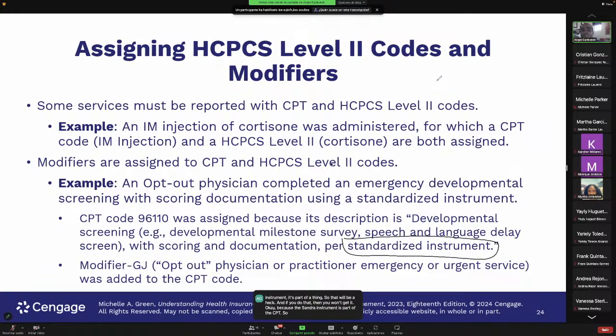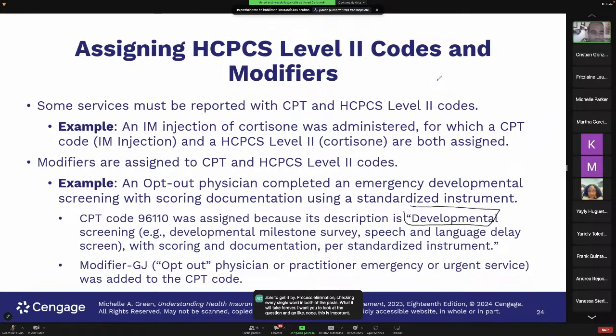So if I give you a lot of time, you will be able to get it by process of elimination, checking every single word in both of the books. But it will take forever. I want you to look at the question and go like, nope, this is important, okay? And this is important. Let me put the developmental screening is evaluation and management, or it's in the part of medicine. Let me look in the CPT. The rest is something extra that is not a procedure. That is a thing. Let me look in the HCPCS. Yes, no, maybe. I know it's kind of complicated, but we're getting there.